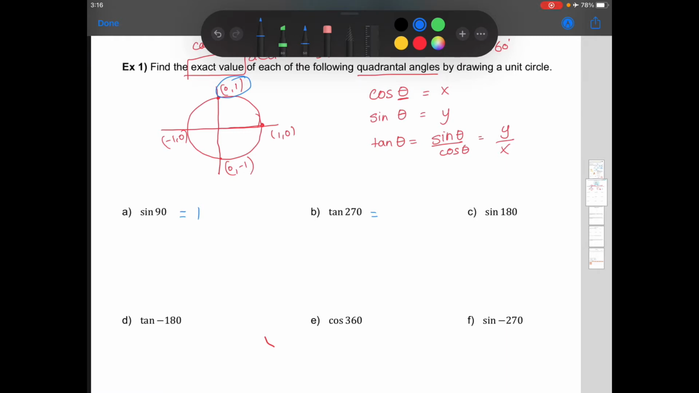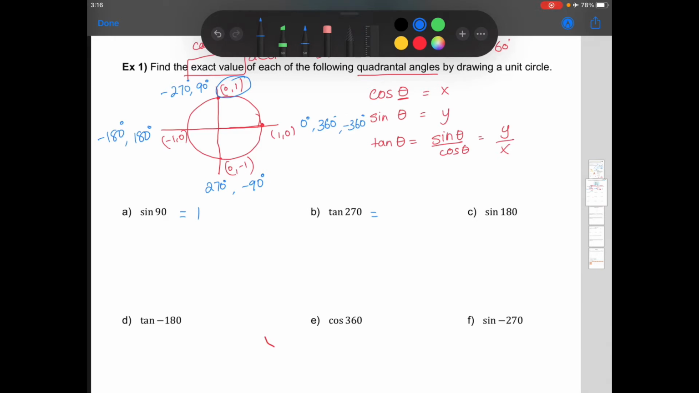So at 270, which is here, I'm going to write the angles also so it's easier for you to see. This is 0 degrees, 90, 180, 270, and 360. And I'm going to put the negative ones also: negative 360, negative 270, negative 180, and negative 90. So depending on where you are.